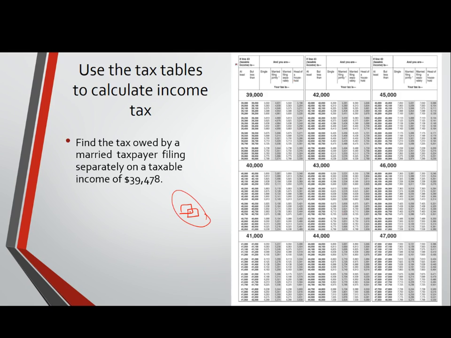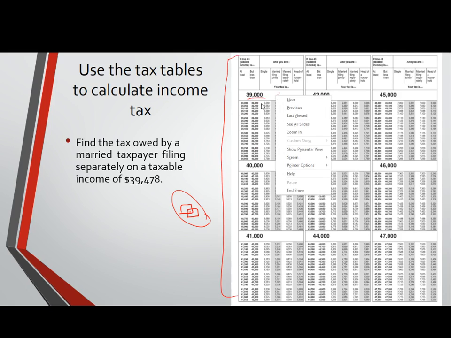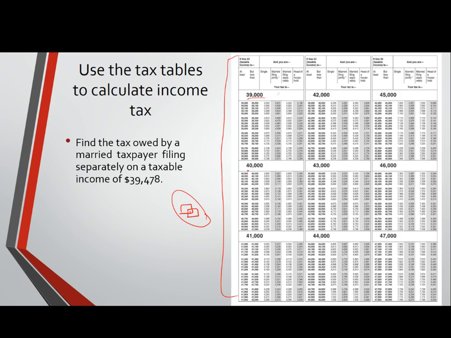But in this book, there's basically a book of tax tables because it's every possible income, right? This is just 39,000 to 40,000 to 41,000 to 42,000. So it's going to be pretty big because it's going to encompass all incomes. But let's find the tax owed by a married taxpayer filing separately.